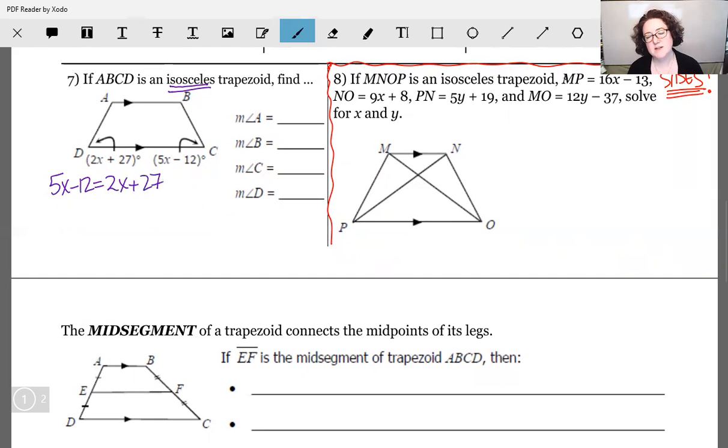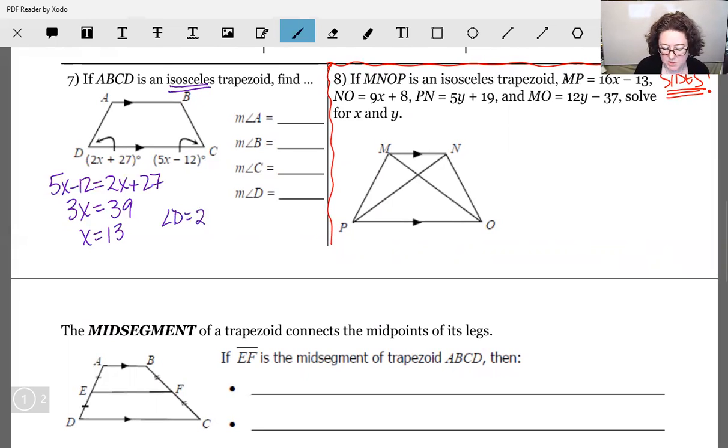The reason I put the 5x on the left is because I like having my x on the left-hand side. So I put the bigger x value on the left. Subtract 2x from both sides gives me 3x. And add a 12 to both sides gives me 39. Very nice math. Divide both sides by 3. We get x equals 13. However, this problem is also asking us about the measure of each angle, so I do need to plug these back in. I could plug it into either D or C. It doesn't matter.